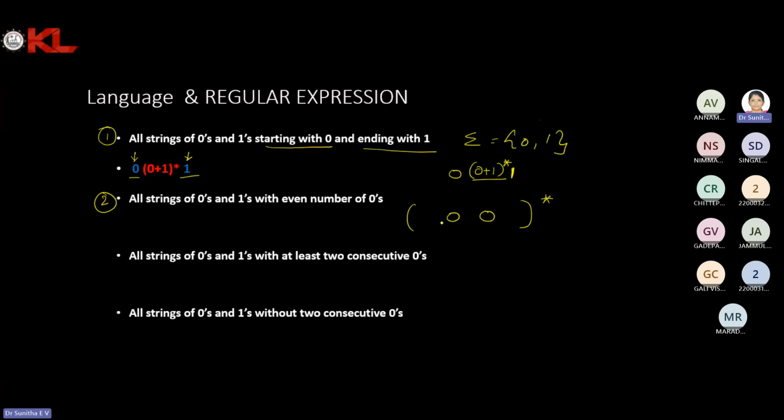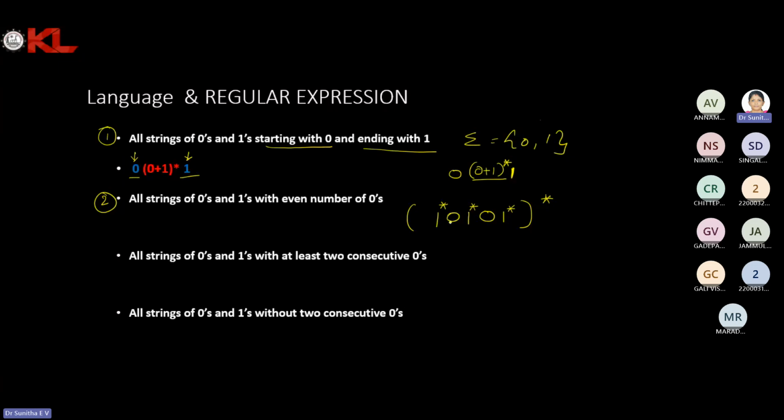And one more thing, in between these zeros, we can have any number of ones. We don't bother. Before the 0 we can have a 1, or after this we can have a 1. Here also we can have a 1. Star means it is optional. Sometimes it may be there, 0 or more ones, that is the meaning.